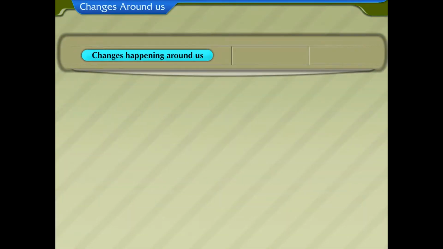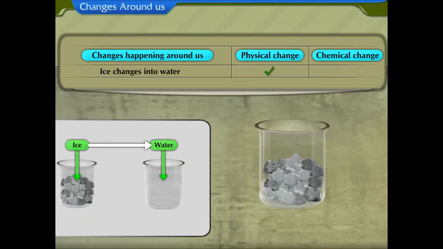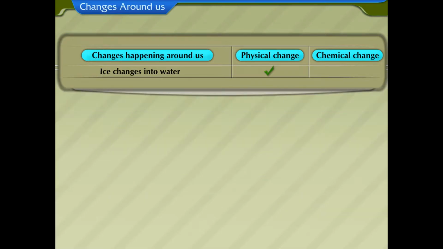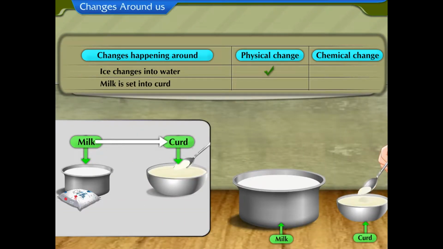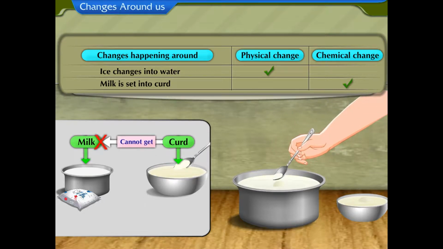Let us classify some changes happening around us as physical changes or chemical changes and note our observations in a tabular form. Ice changes into water. It is a physical change as the chemical composition of ice and water are the same. Milk is set into curd. This is a chemical change. The chemical composition of curd is different from that of milk, and we cannot get milk back from curd.